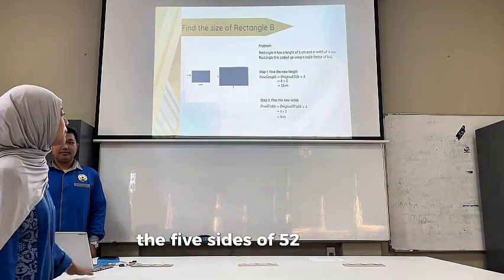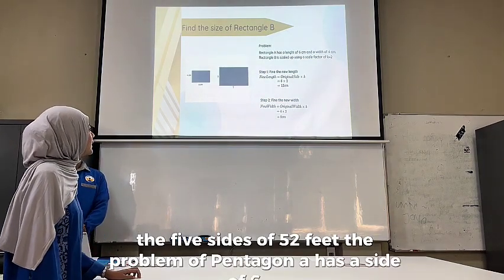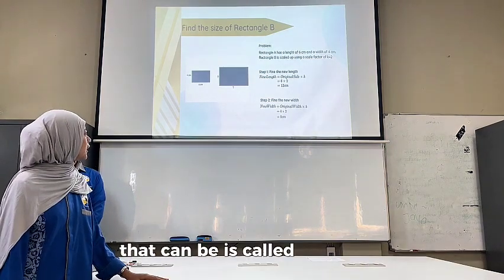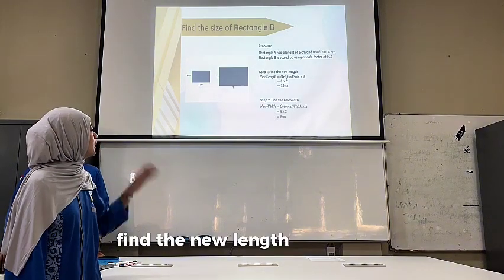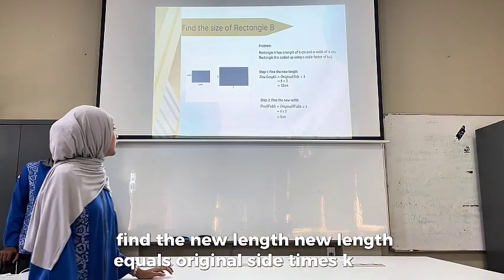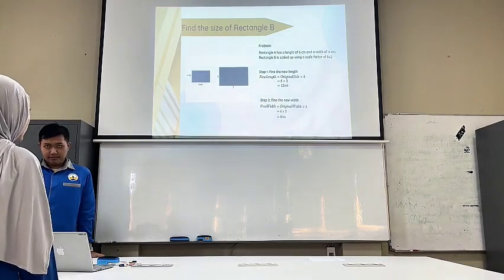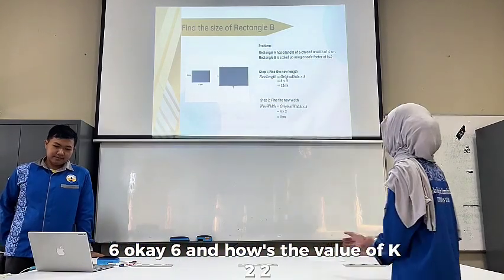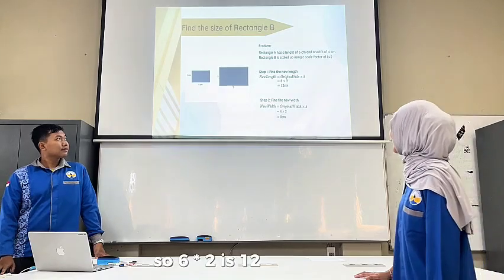Now find the size of rectangle B. The problem: rectangle A has a length of 6 cm and a width of 4 cm. Rectangle B is scaled up using a scale factor of k equals 2. Step 1, find the new length. New length equals original length times k. How long is the original length? 6. Okay, 6. And what is the value of k? 2. So 6 times 2 is 12 centimeters.